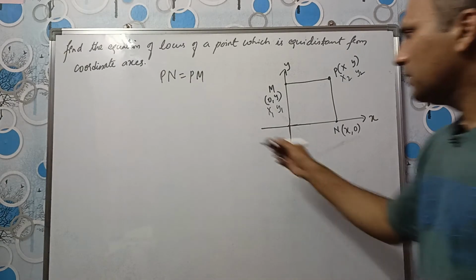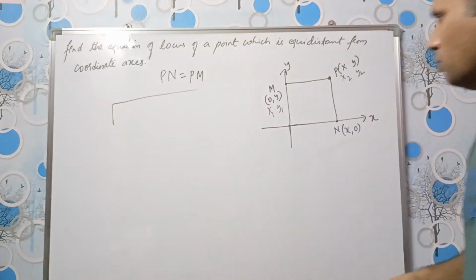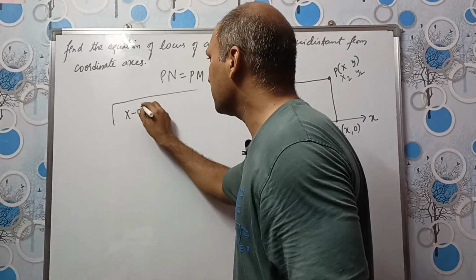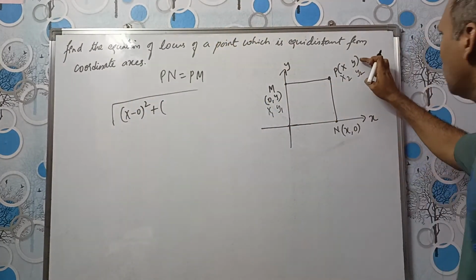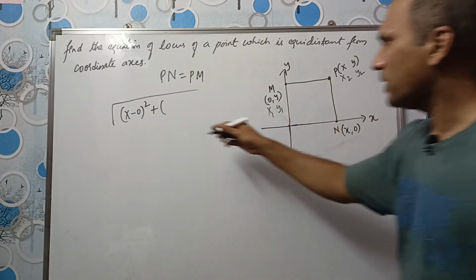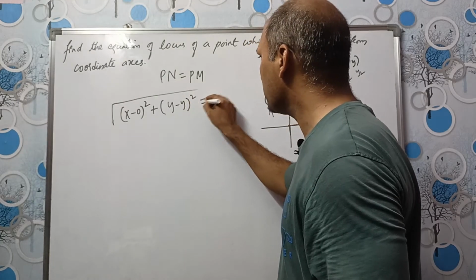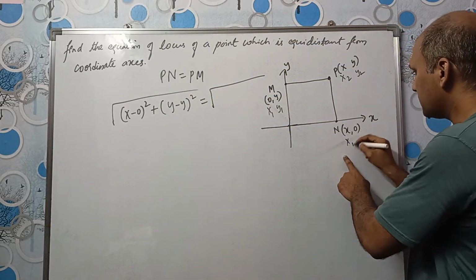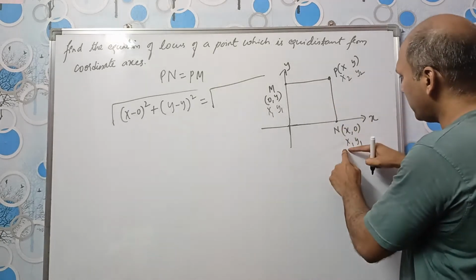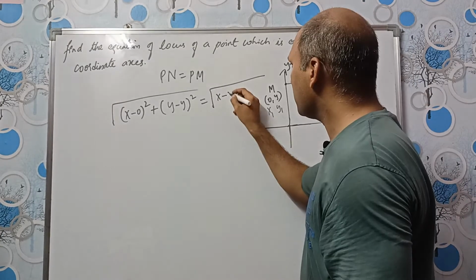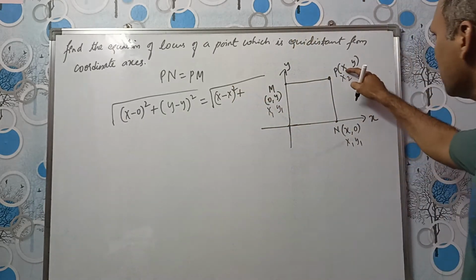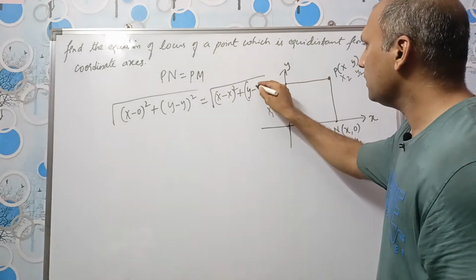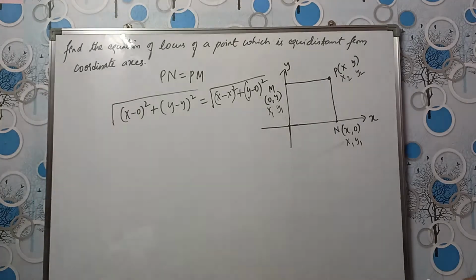So by the distance between 2 points formula, x2 minus x1, that is x minus 0, so (x minus 0) whole square plus (y2 minus y1), so y minus y, whole square, is equal to PM. See, if you take this as (x1, y1), this as (x2, y2), x2 minus x1 whole square, so x minus x whole square, x2 is x, x1 is also x. Then y2 minus y1 whole square, y2 is y, y1 is 0.